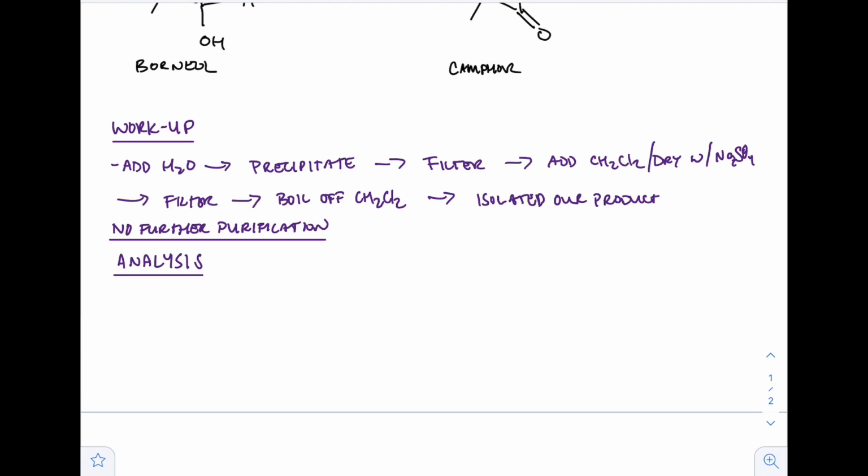The analysis of the product will consist of a melting point, it will be an IR as well as an NMR. And so in the end, when you have to write your discussion, you want to make sure that you're analyzing your melting point, you're analyzing your IR and labeling your IR spectra, and then you have your NMR, and you want to make sure that you can label that NMR as well.